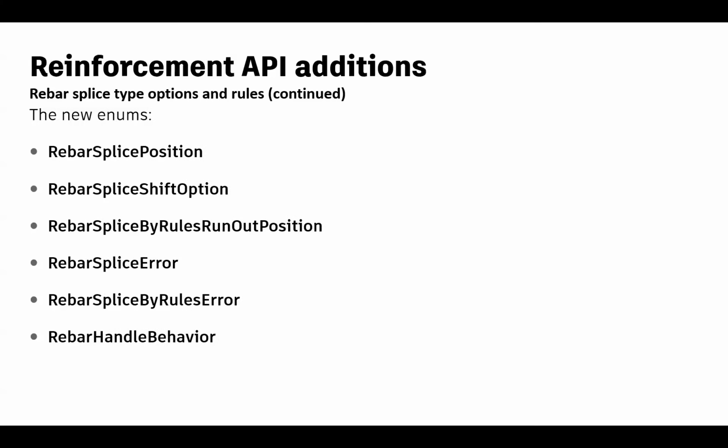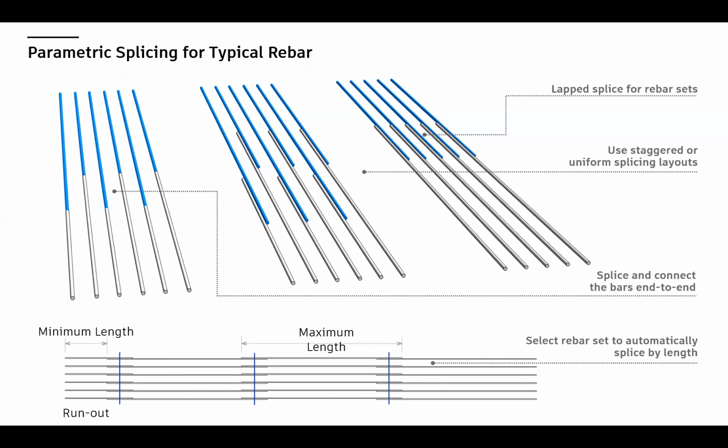Also new enums: RebarSplicePosition, RebarSpliceShiftOption, RebarSpliceByRulesRunOutPosition, RebarSpliceError, RebarSpliceByRulesError, and RebarHandleBehavior. So all these added capabilities for parametric splicing for typical rebar.